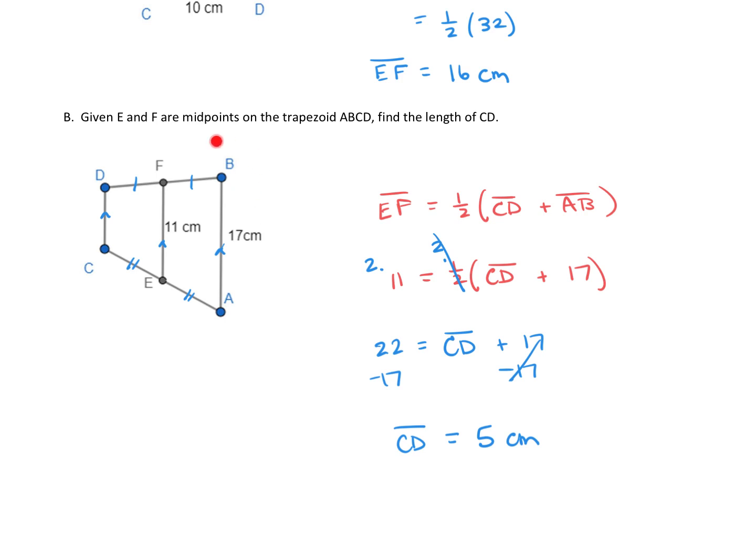And we can just do a quick visual check to make sure that makes sense. We got 5 centimeters for segment CD, which is shorter than 17, and it's shorter than the mid-segment 11. And that's accurate. If we got something bigger than the mid-segment, and this base is bigger than the mid-segment, then we would have made a mistake somewhere. So the length of the mid-segment is somewhere in between the lengths of your 2 bases. So you can just do a quick little visual check on those to make sure your answer makes sense.